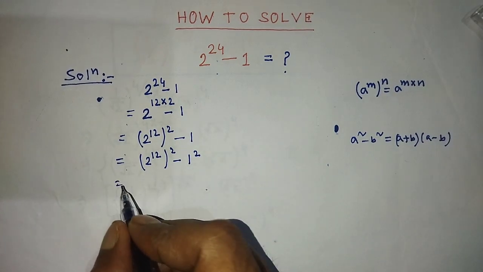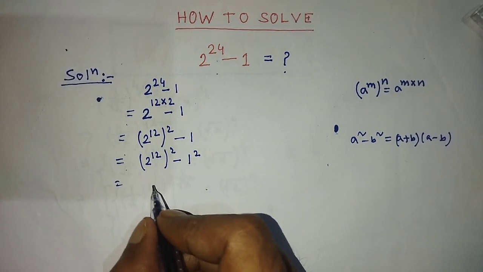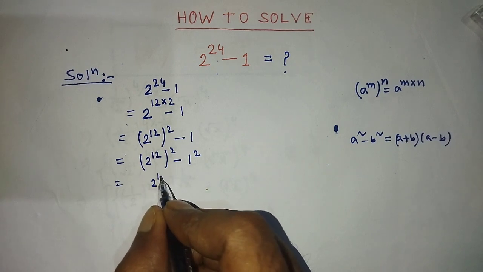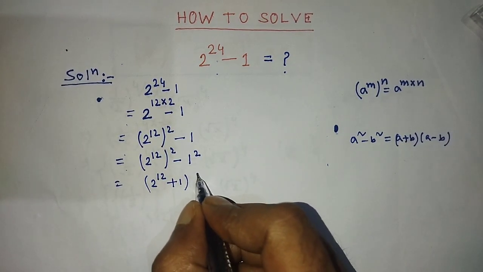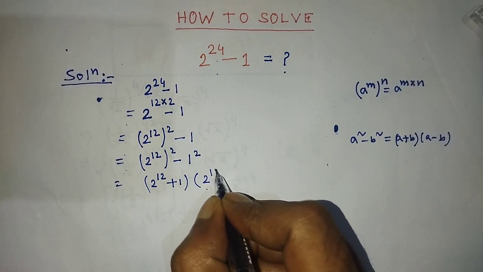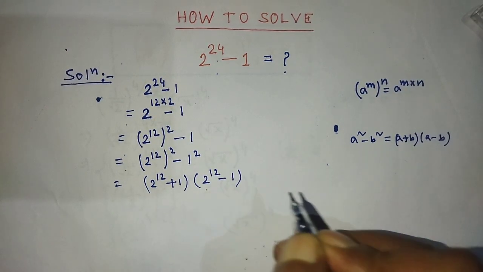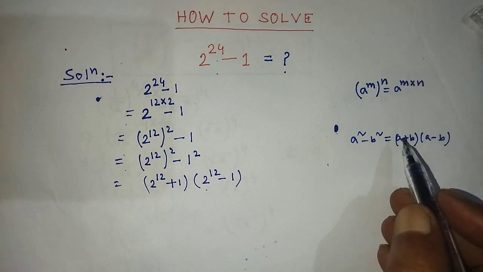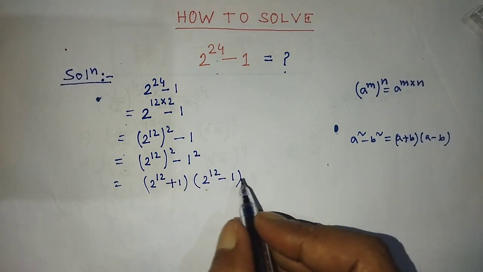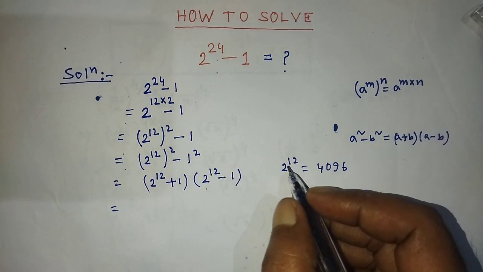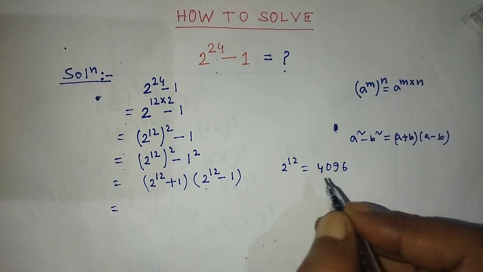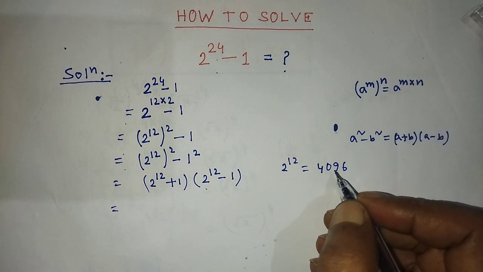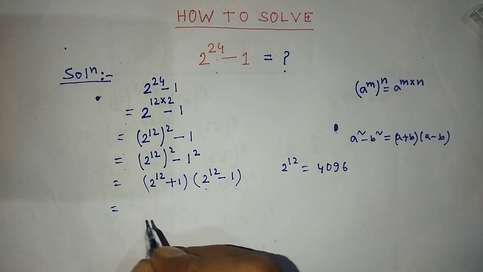So we can write 2 to the power 12 plus 1 into 2 to the power 12 minus 1. Okay student. After applying this formula on this algebraic expression, you can write these terms. Okay my dear student, the value of 2 to the power 12 is equal to 4096. So we have to write 4096 in the place of 2 to the power 12.